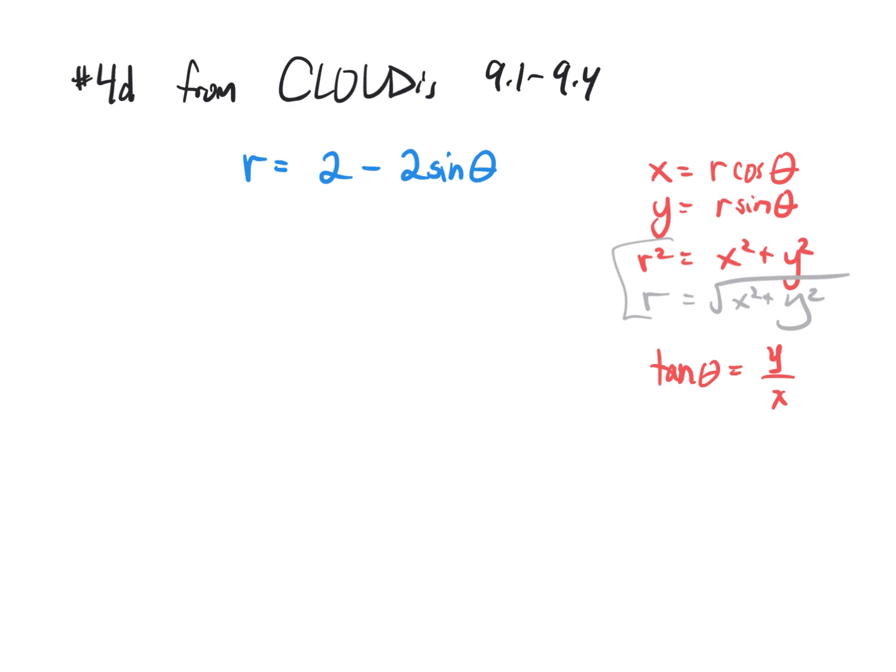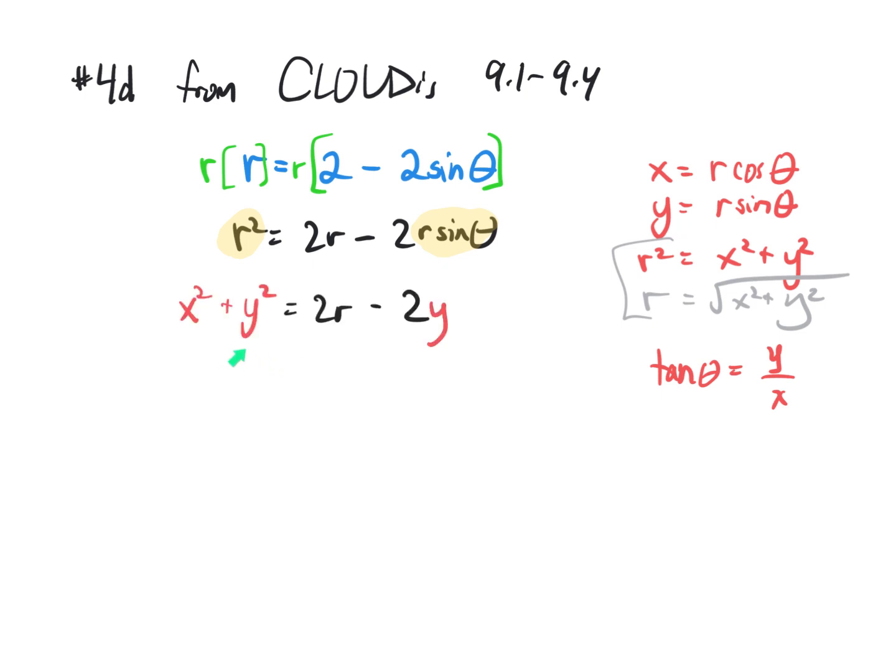What if we multiply both sides times r, the left side times r, and the right side times r? Then we have r squared equals 2r minus 2r sine of theta. And now we have two nice substitutions we can make: r squared and r sine of theta.